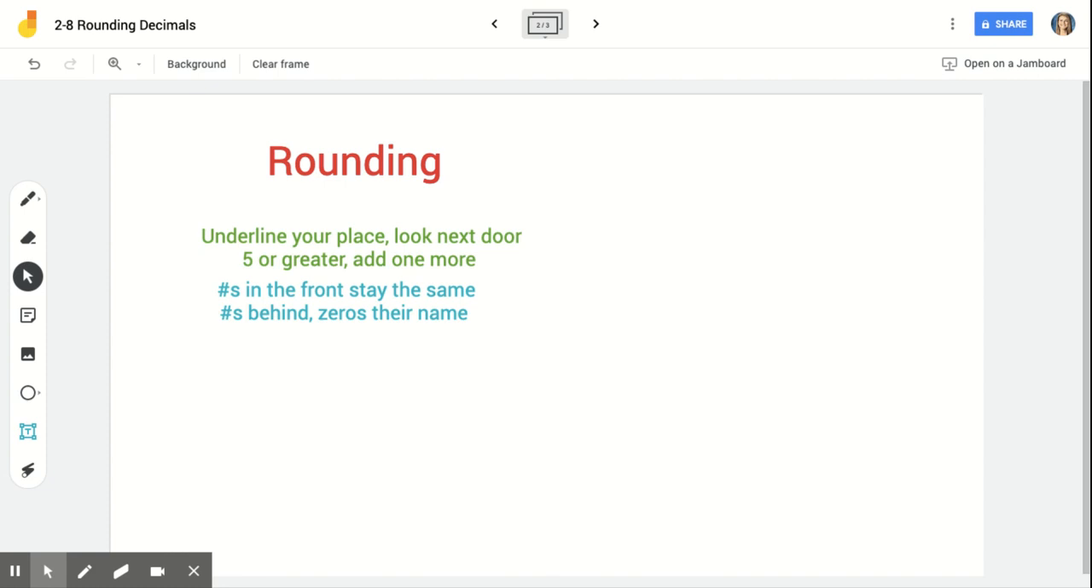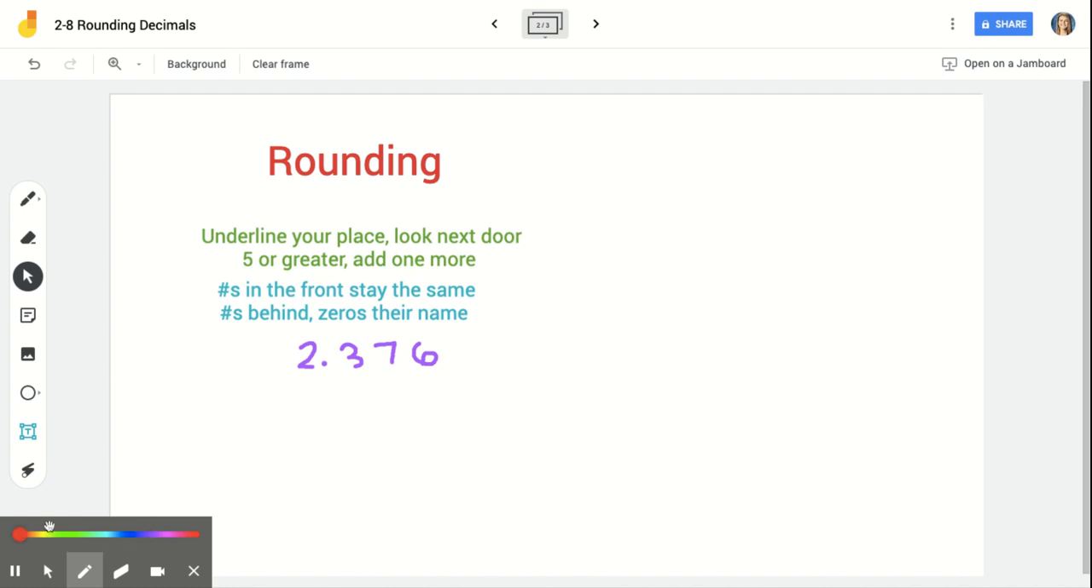And let's use this rule to go along with some examples, okay? So in your book, once you have this all down, and if you need to pause, go ahead and do that, but you should hopefully have it all down by now. Let's put an example in our book. So let's use the number 2 and 376 thousandths.